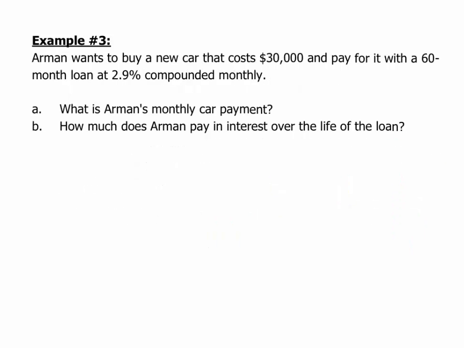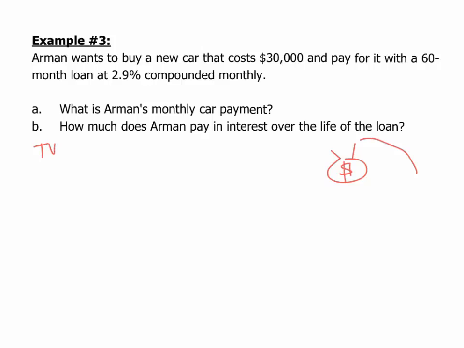Let's look at a loan scenario. Armand wants to buy a new car that costs $30,000 and pay for it with a 60-month loan at 2.9% compounded monthly. I want to answer 2 questions. What is Armand's monthly car payment, and how much does Armand pay in interest over the life of the loan? The first question, we want to know how much is the car payment. Remember, we can think of this car payment or this loan scenario as the withdrawal side of an annuity.